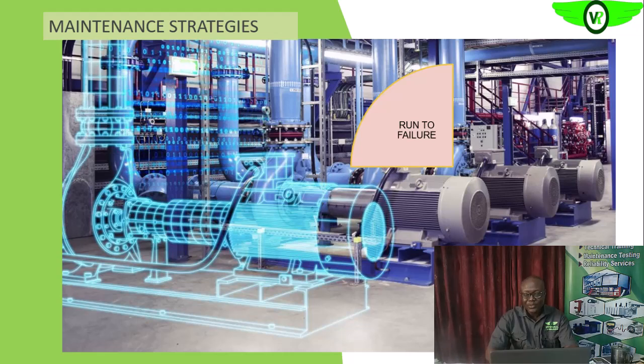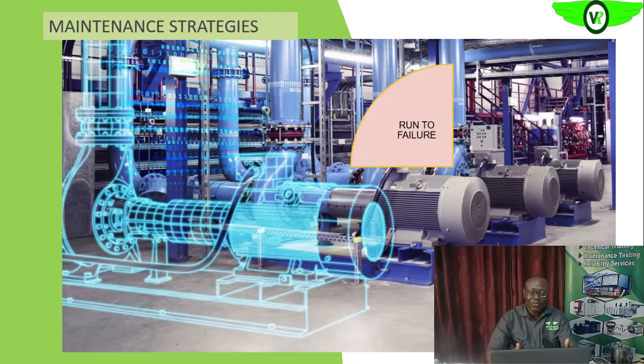Okay, so in such a maintenance strategy, we know it has a lot of drawbacks, because when we have a failure like that, it could, in most cases, be catastrophic, because it can affect other components or equipment downstream or upstream.